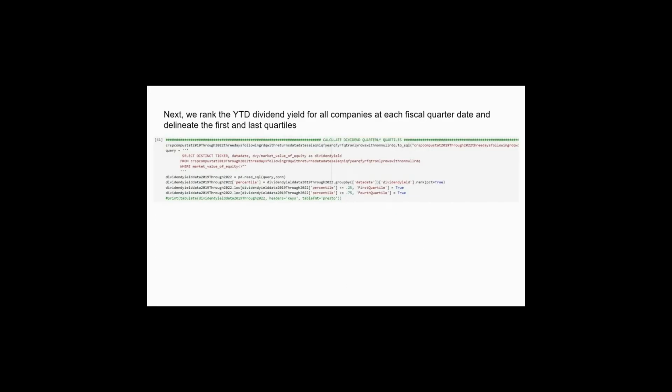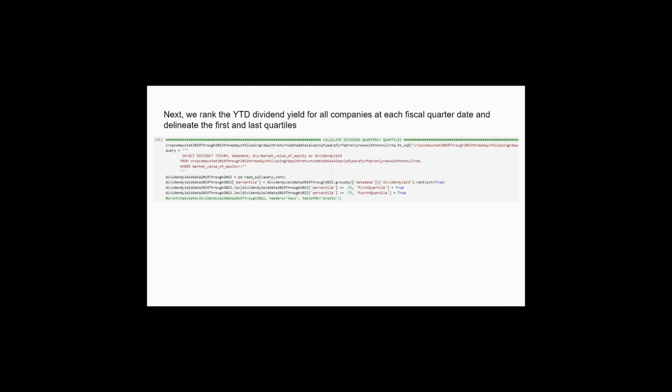Next, we rank the year-to-date dividend yields for all companies at each fiscal quarter date and delineate first and last quartiles. So again, the reason we do this is because we remember the definition of a value firm is its book to market is in the top third of book to market, and the dividend yield is in the top quartile. And by comparison, for growth firms, its book to market is in the bottom third, and it doesn't have a dividend yield in the top quartile.